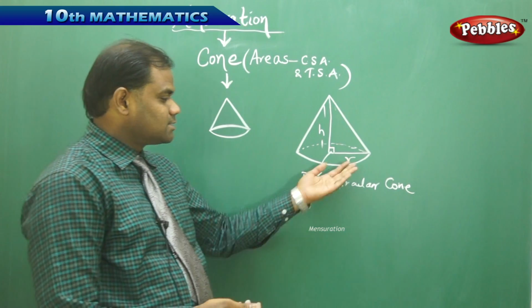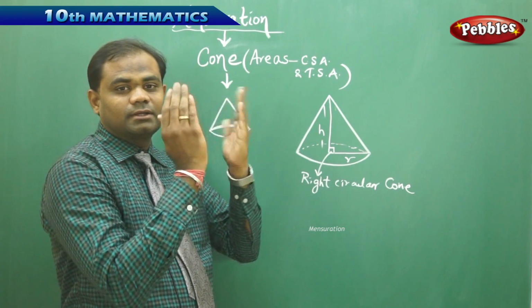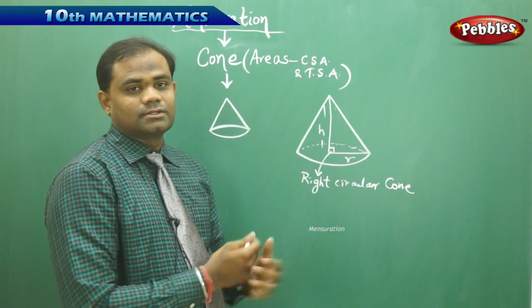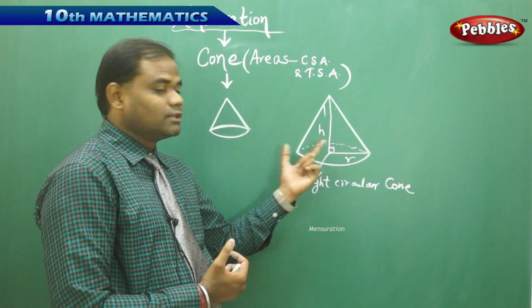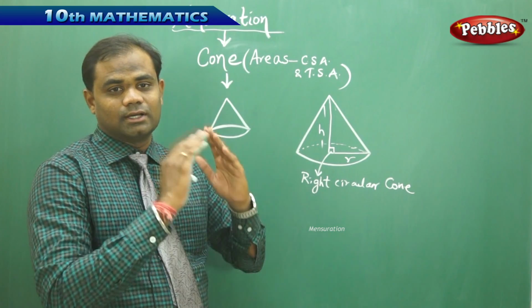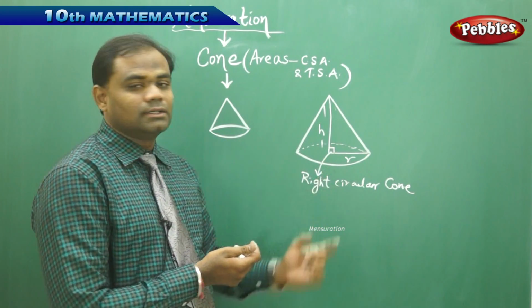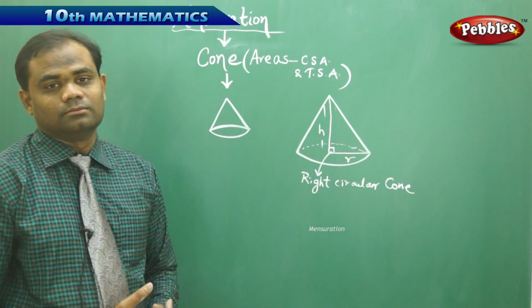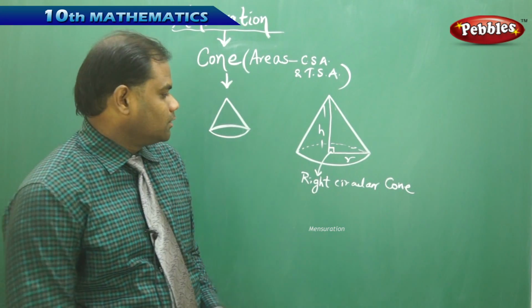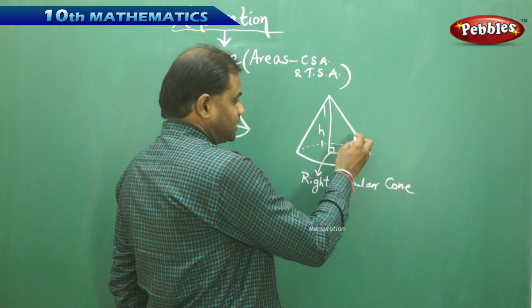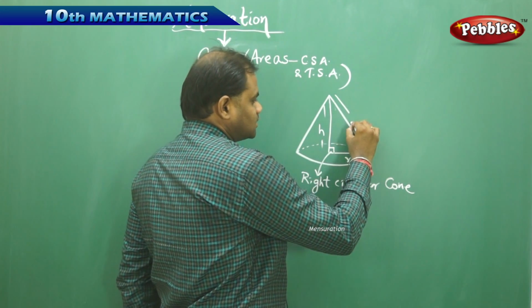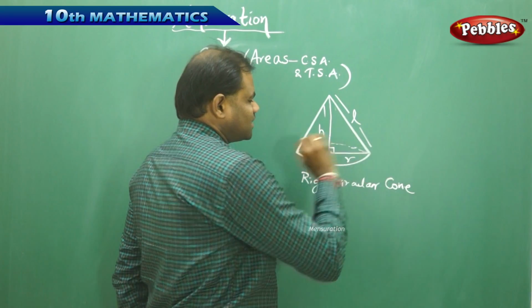As I see that the base is a circle and the upper part is a curved surface, I understand that this has two regions. One is the curved part on the top and the other is a circle at the bottom. Now in this case, I take a cone with radius r and height h, and I also consider the slant height, which is L.